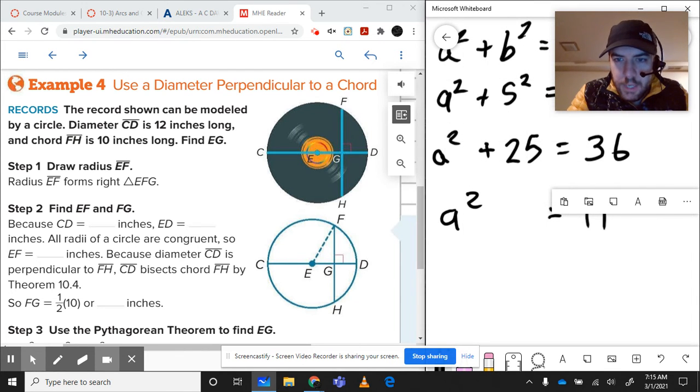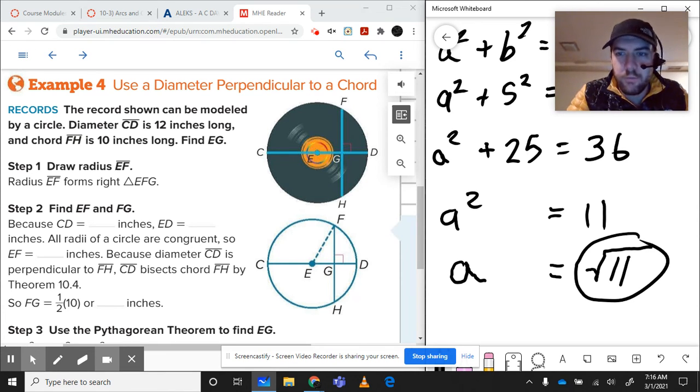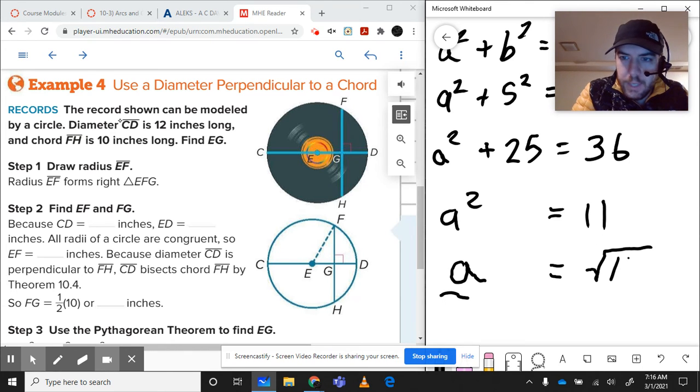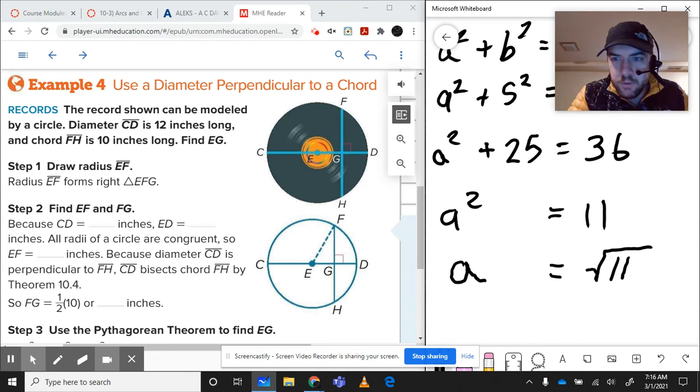And we don't want a squared, right? We want to know what that distance is, just a by itself. So not a number times itself, but just what that number is going to be. Well, the square root of 11 is going to be our answer, because if we take what I'm calling a right now and I square it, the square and the square root symbol cancel out, and I'm left with the 11 that I wanted. So a is the square root of 11. That is our distance from E to G.